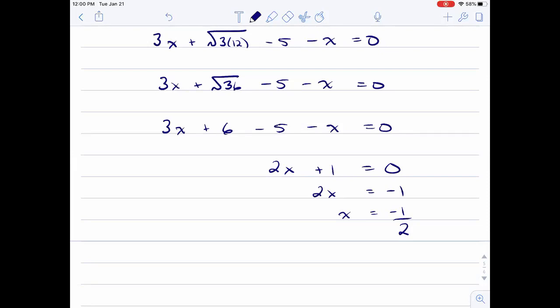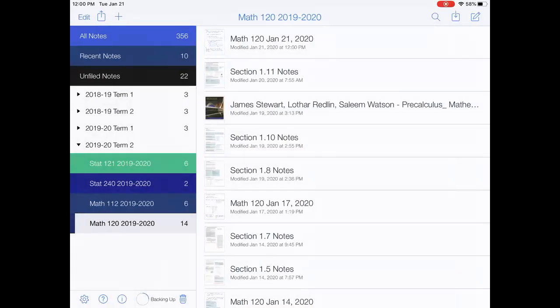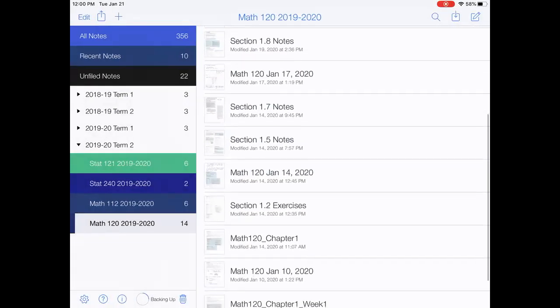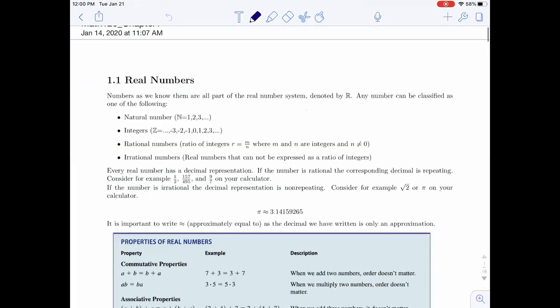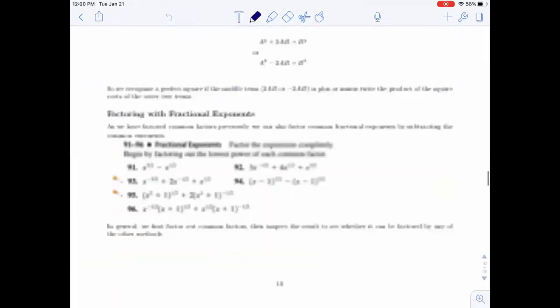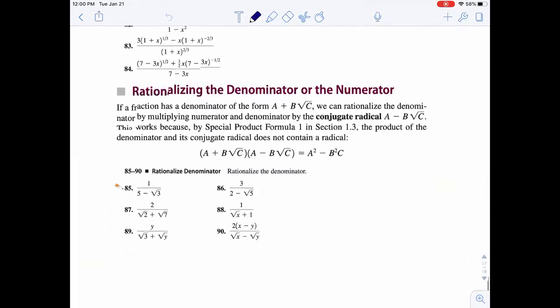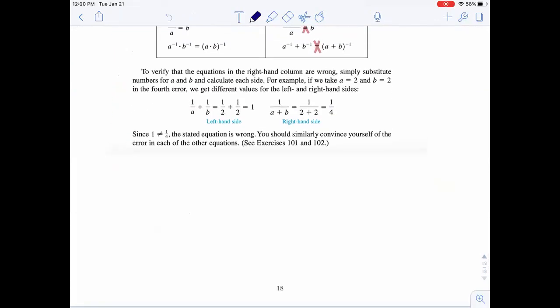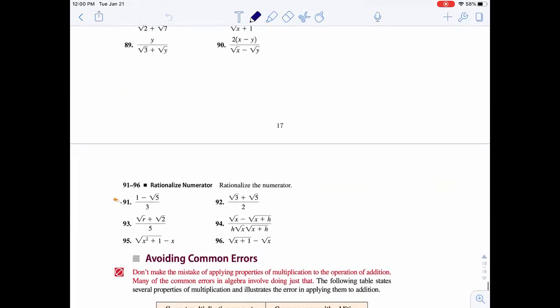But for the first one, where it says simplifying rational expressions, I want you to cross out 24. Problem 24 is not too hard, it's just that we're going to max out at powers of 2.